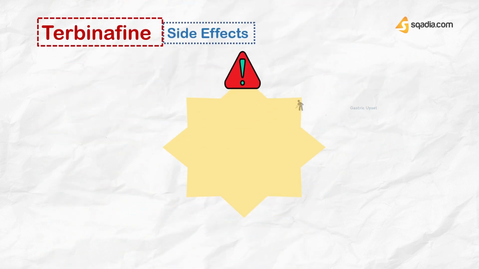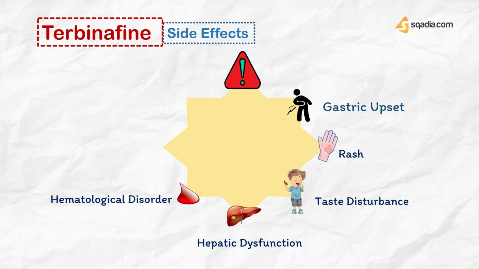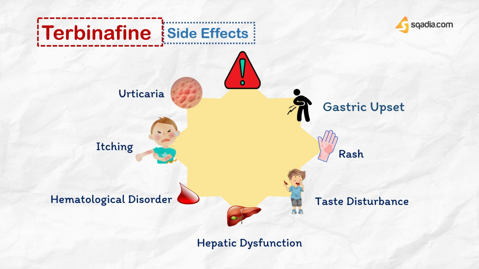Side effects are gastric upset, rashes, taste disturbance. Some cases of hepatic dysfunction, hematological disorder, and severe cutaneous reaction are reported. Enzyme inducers lower, and enzyme inhibitors raise its steady-state plasma levels. Topical terbinafine can cause erythema, itching, dryness, irritation, urticaria, and rashes.